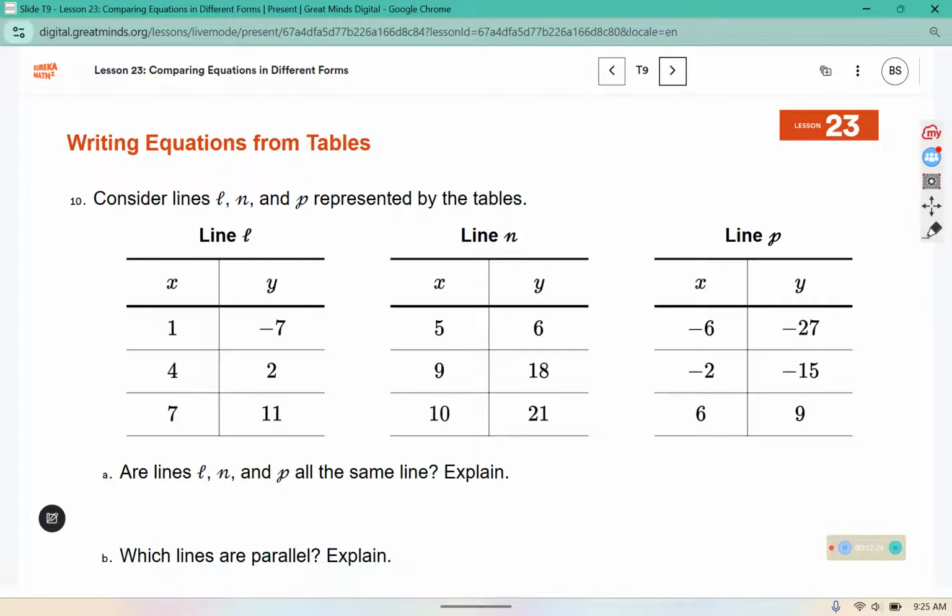Consider L, N, and P represented by the tables. Are these lines the same? Explain. Which lines are parallel? Explain. So we're going to start by finding the difference between these. 11 minus 2 is 9. 7 minus 4 is 3. So that would be a slope of 9/3, which is equal to 3.